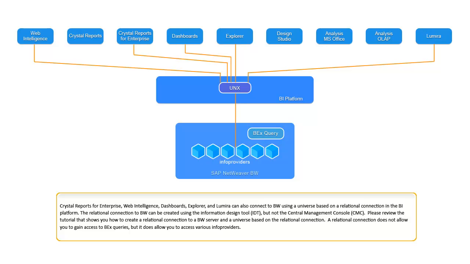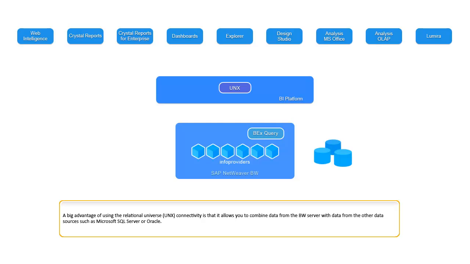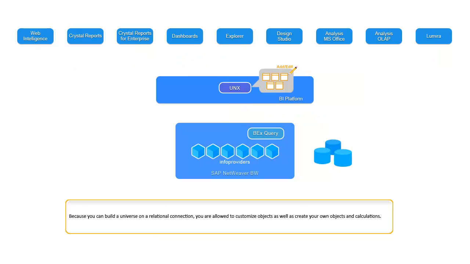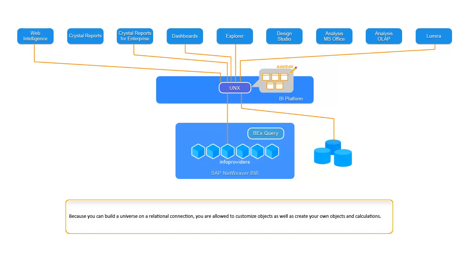A relational connection does not allow you to gain access to BEX queries, but it does allow you to access various info providers. A big advantage of using the relational universe (UNX) connectivity is that it allows you to combine data from the BW server with data from other data sources such as Microsoft SQL Server or Oracle. Because you can build a universe on a relational connection, you are allowed to customize objects as well as create your own objects and calculations.